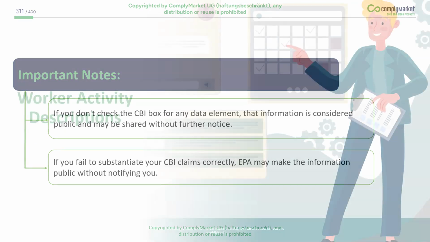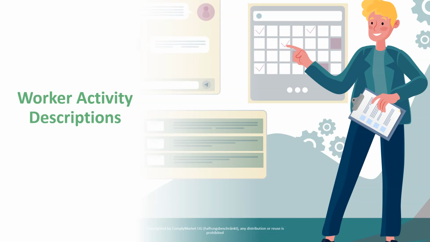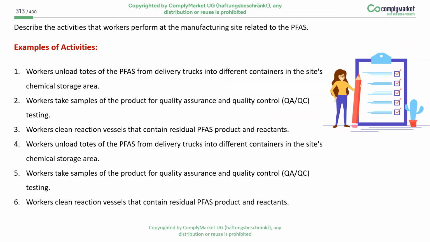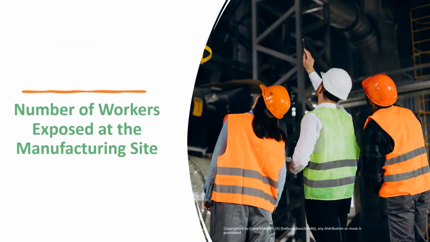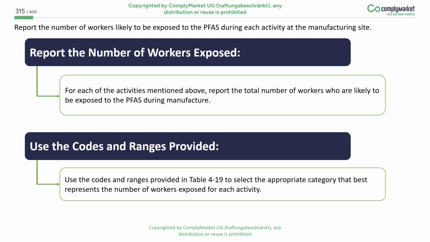Workers' activity description, so we have to describe the activities. Workers unload tons of PFAS from delivery trucks into different containers, or others like clean reaction vessels that contain residual PFAS products and reactants. Number of workers, report total number of workers, and we have some codes for that to report.